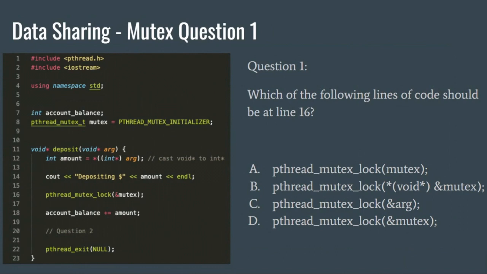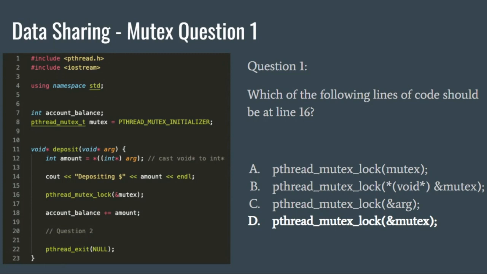I did choose D, but I just wanted to ask. When it says, I'm guessing that's the ampersand symbol, and then mutex in parentheses, right? Is that referring to the actual mutex or the memory address of the mutex? You're talking about the parameter, right? Yeah, what's inside the parameter.